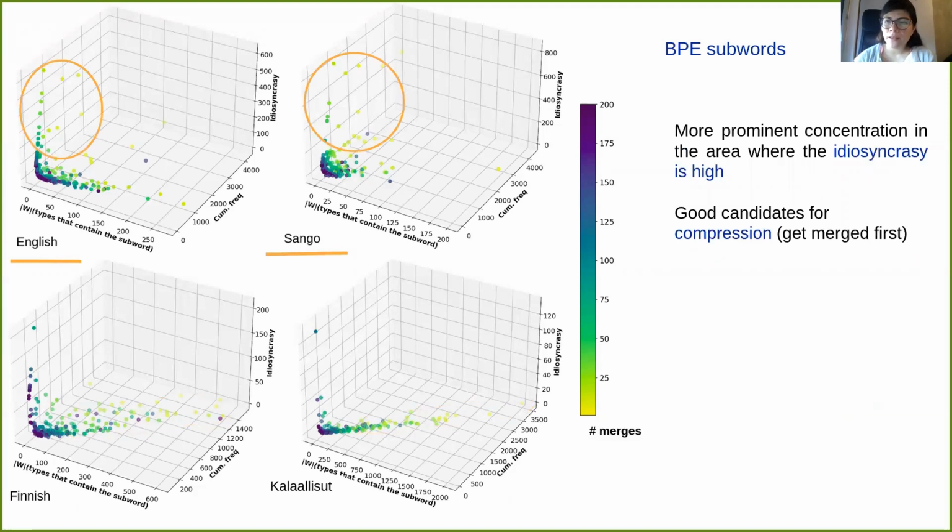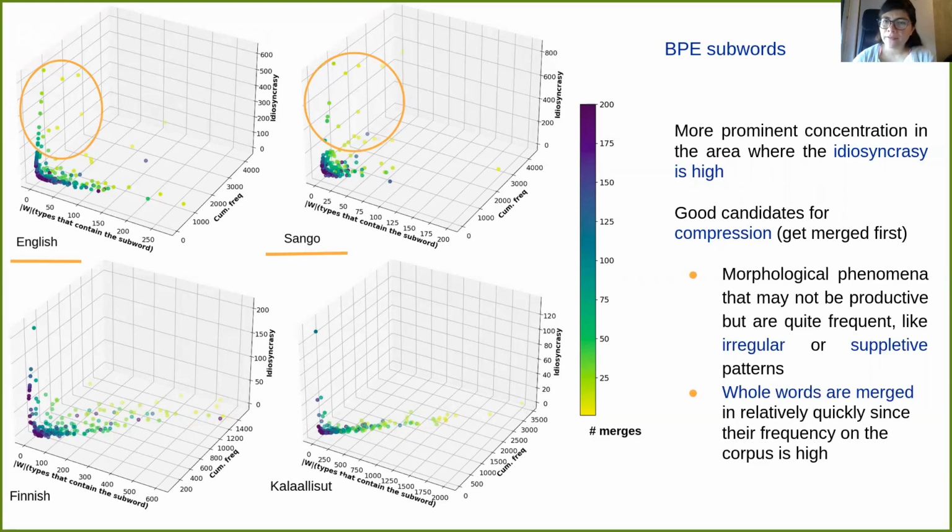And for languages with less inflectional morphology, there is a more prominent concentration in the area where the idiosyncrasy is high. Here also, these types of subwords not only are high in idiosyncrasy, but they are also good candidates for compression for this type of languages. So they get merged first.